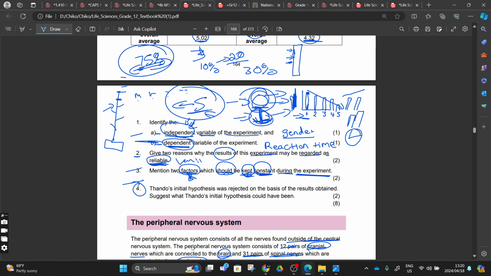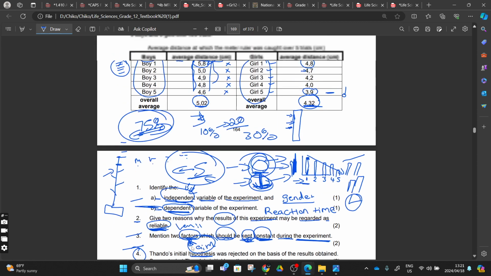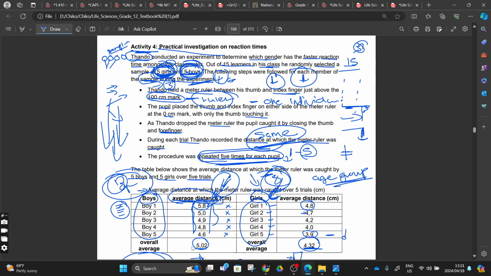Then number 4, Tando's initial hypothesis. You learn with this. We have the aim, we have the hypothesis. What is the aim of this experiment? The aim of the experiment is why we are doing this. What is it that we want to see? What is it that we want to test here? In this experiment, the aim was to test the speed of the fastest reaction time amongst the class learners. This was the aim.